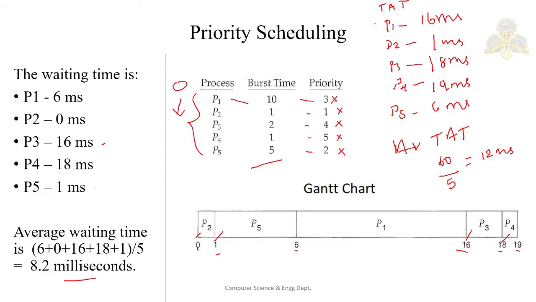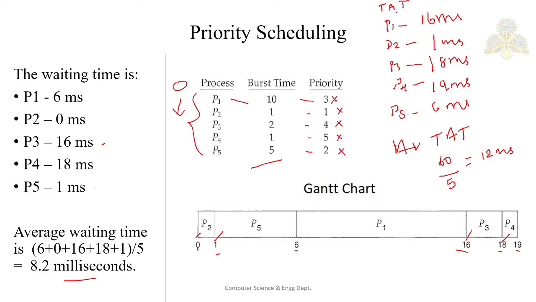So first we'll calculate the turnaround time. The formula is completion time minus arrival time. Completion time is, you can see here, we have written completion time already. Arrival time for all the processes is 0. So if you subtract 0 from all these, it will remain as is, right? We will calculate waiting time now.